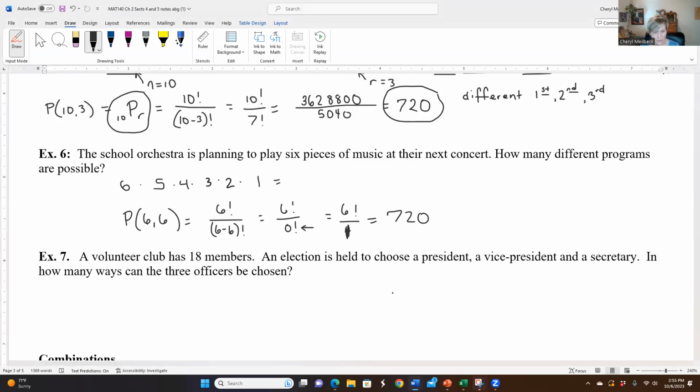All right, let's look at example 7. A volunteer club has 18 members. An election is held to choose a president, vice president, and secretary. In how many ways can 3 officers be chosen? So here there are 18 members, and 1 is a president, 1 is a vice president, 1 is a secretary. So since those offices are different, we would call this a permutation also. So it's going to be a permutation of 18 members chosen 3 at a time. Go ahead, use your calculator or Desmos to find out what that is, and then we'll check it.